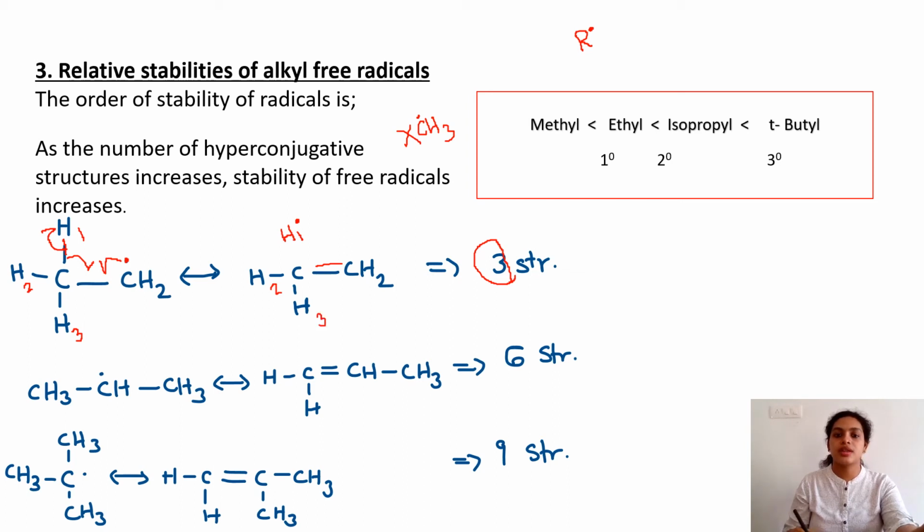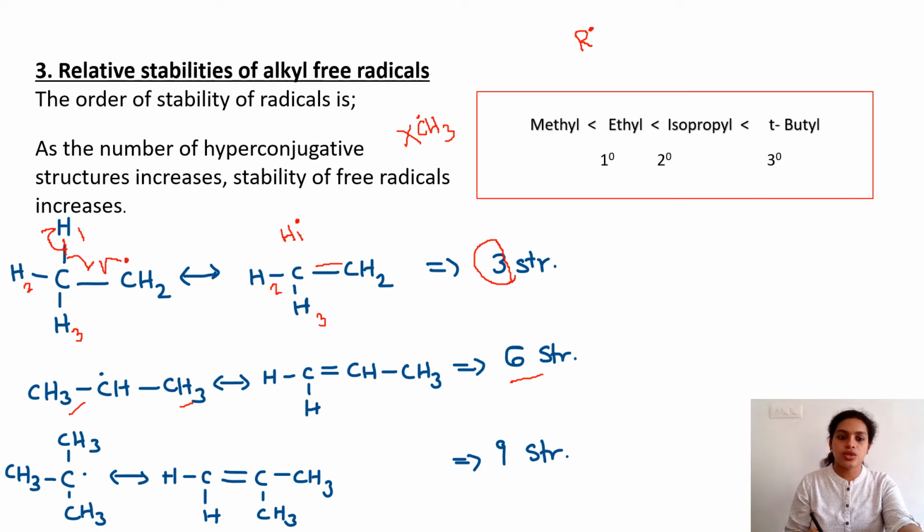Okay, so altogether it forms 3 structures. In the case of isopropyl free radical, now I can skip because I hope you have understood from the previous example itself. There are 3 plus 3, 6 hydrogen atoms which are at alpha position to the carbon carrying this free radical part. Okay, and you'll be obtaining 6 hyperconjugative structures.